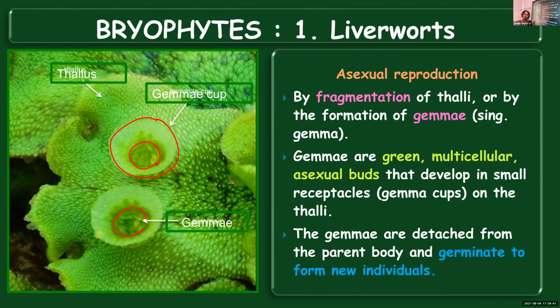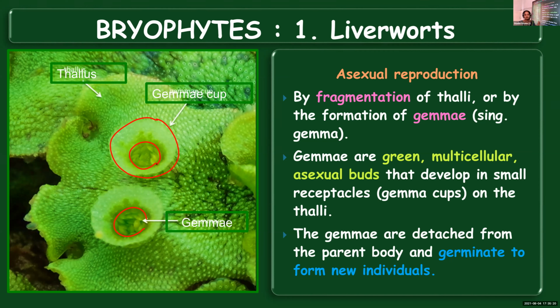And these buds we call gemmae, because these are formed inside gemma cups, specialized receptacles or cup-shaped structures. Within that, you can see asexual buds, and the features include they are green in color, they are multicellular, and they can carry out asexual reproduction. Once they are fully formed, they get detached from the parent body. Once they get detached, they can germinate and form new individuals. So these are the two methods of asexual reproduction.